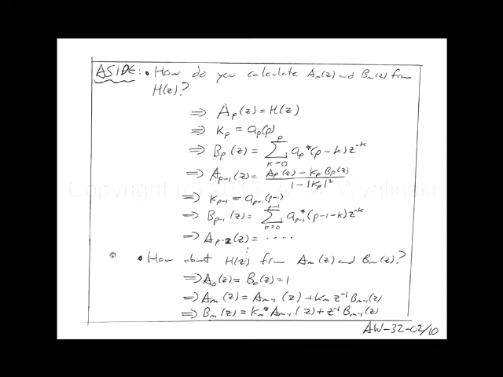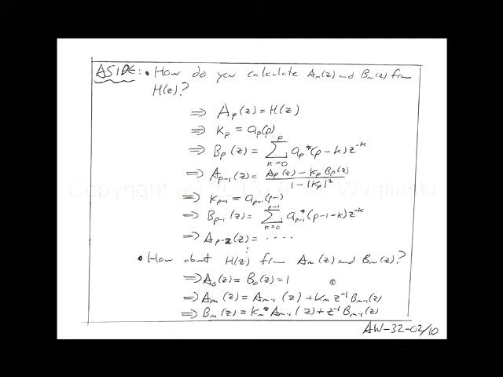Now, the question is, how do you get H(z) from A_m(z) and B_m(z)? So it's now the switcheroo. We saw how we can get A_m(z) and B_m(z) from H(z). How do we get H(z) from A_m(z) and B_m(z)? So it's the exact opposite.